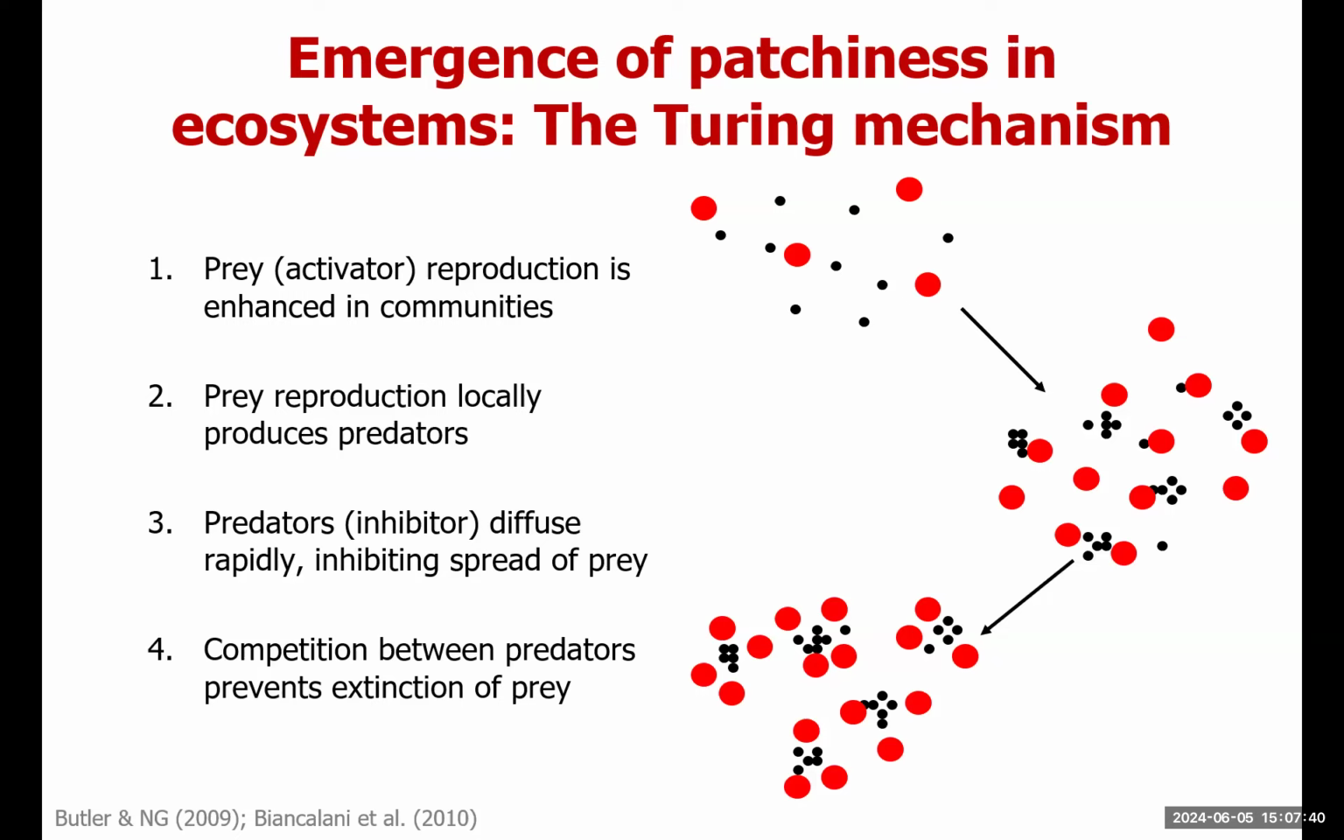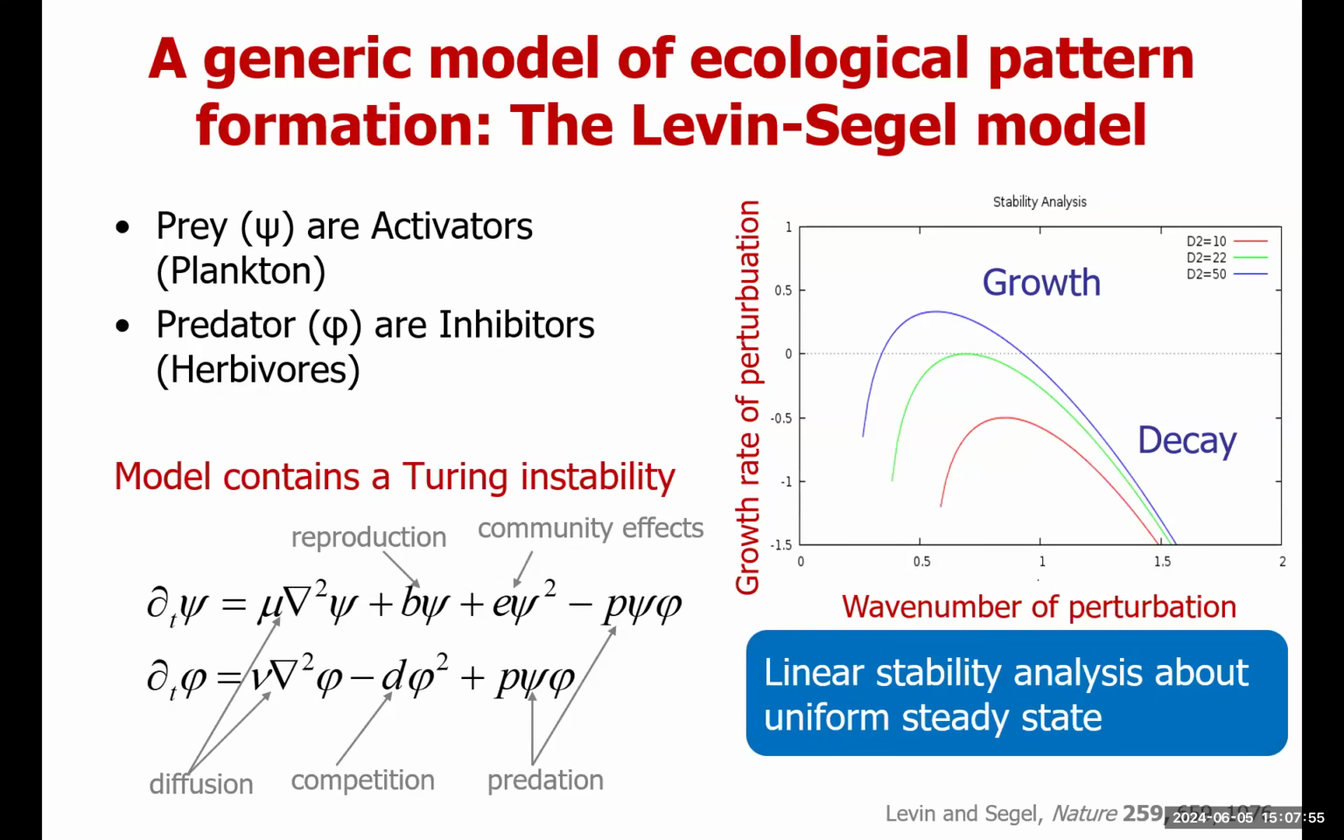So you get patches of predator and prey locally in the system. So if I were to look at the density, you'd see sort of local patches like that, and that's indeed what you actually see. So now let's try to make a model of that. So this is a model that goes back to the 70s.